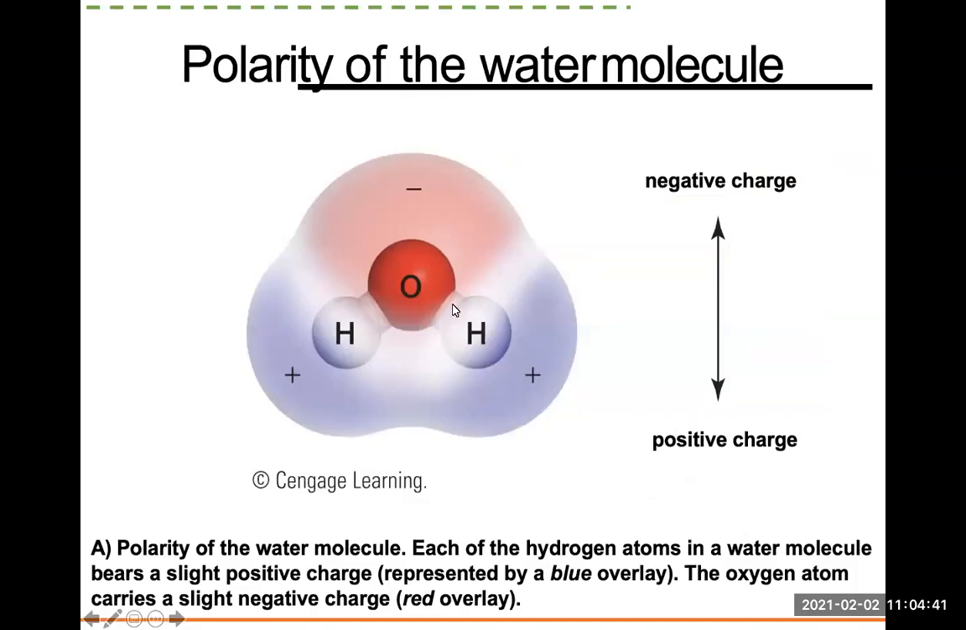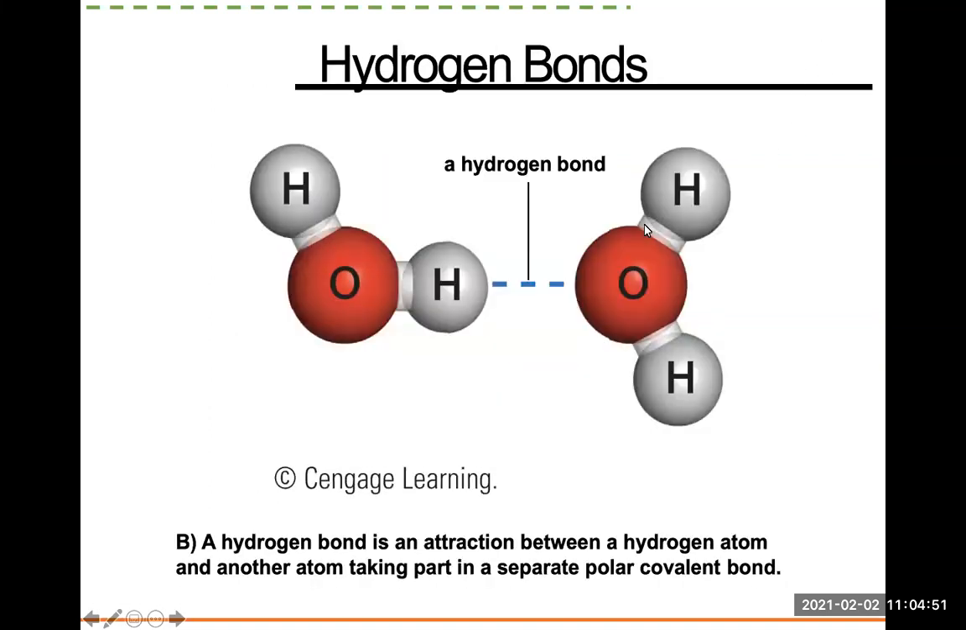So here, this is showing a water molecule. You can see slight negative charge here and slight positive charge here. And sometimes what happens is that hydrogen from this water molecule makes a bond with this oxygen. So that's a hydrogen bond. It's a very weak bond. It's gonna break very easily, but this is what happens in water.